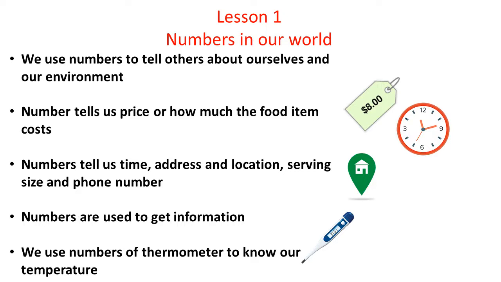We use numbers on a thermometer, for example, to know our temperature. So, numbers tell us very important information and we use it daily to know many things like time, address, location, size, phone number, temperature, weight. We use numbers many times.